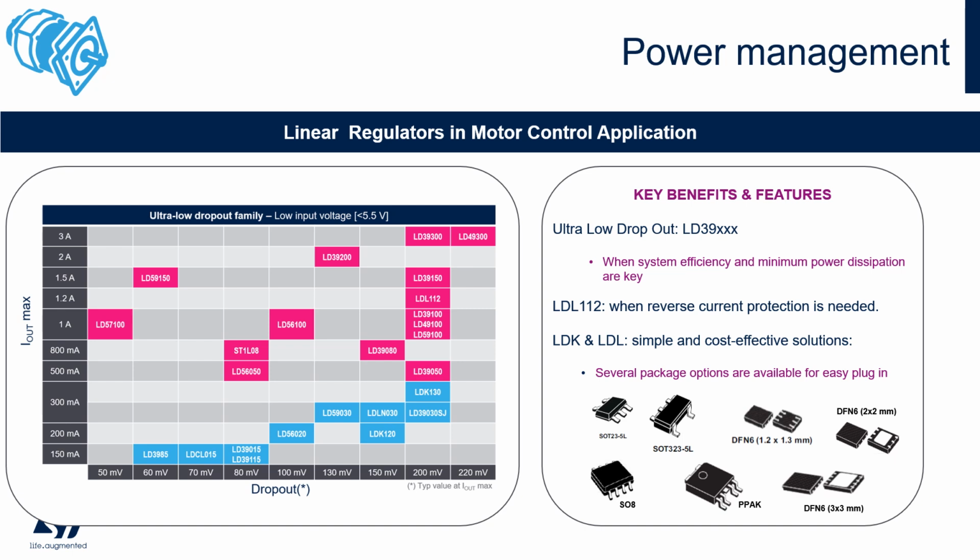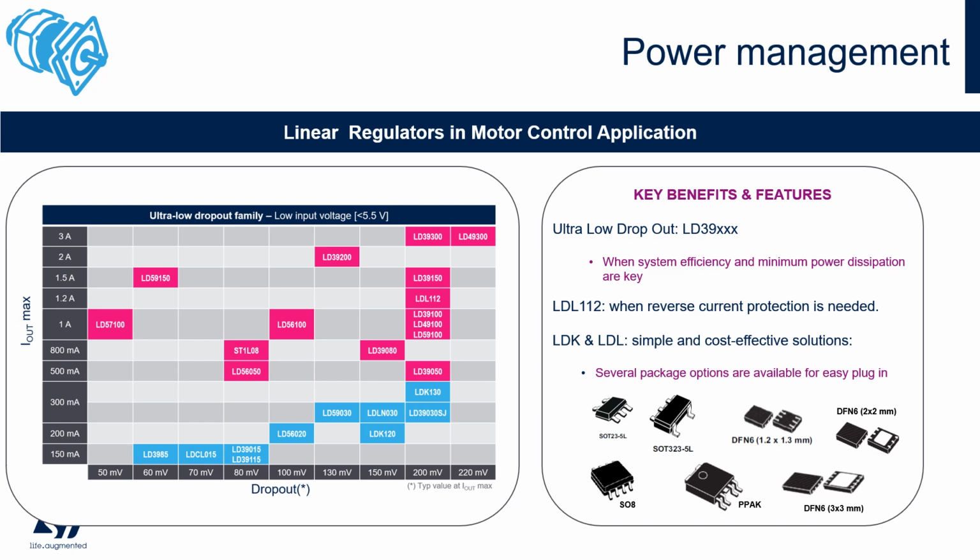The next product family for power management in motor control are the linear regulators, or LDOs for short. An LDO is a cost-effective solution for converting a high input voltage into a lower output voltage. They are needed when your application requires a clean voltage rail for signal conditioning, to power a microcontroller, and many more use cases. But how to choose the right one for your application? That always depends on your needs and on the requirements of your application.